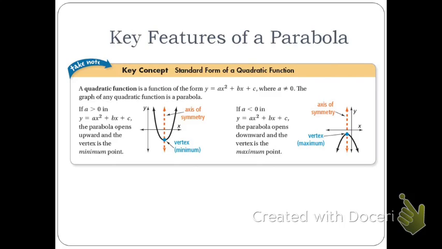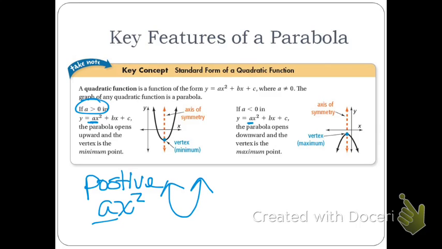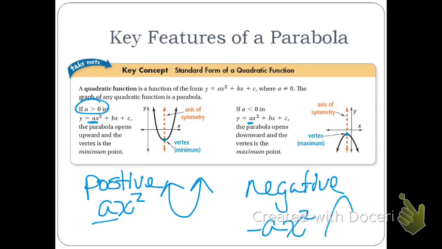The way that you know this is looking at your a value, or the coefficient of your x squared term. So right there, the coefficient of the x squared term. If the coefficient is greater than 0, or basically if it's positive, your U will always go up. If it's negative, for example, negative a x squared, your U-shape will always go down, or your parabola will go down.